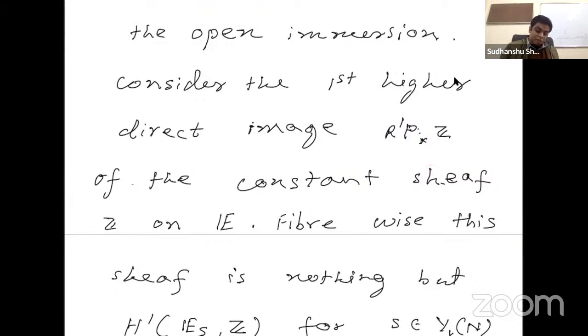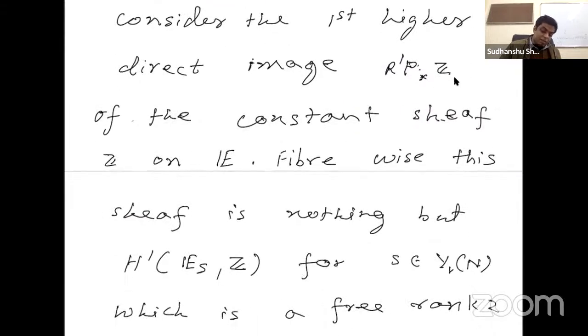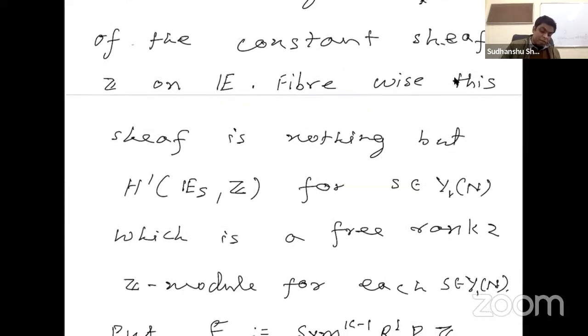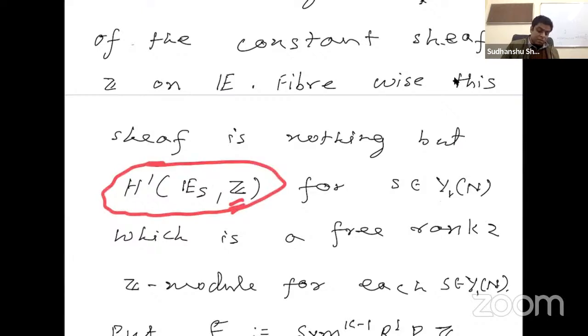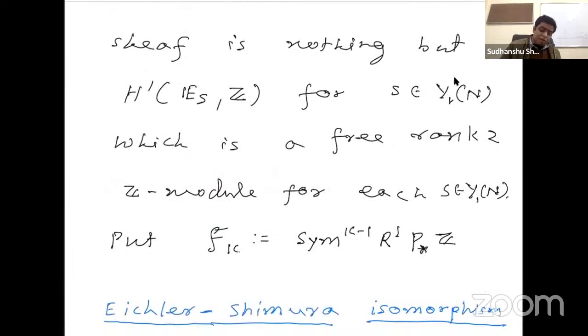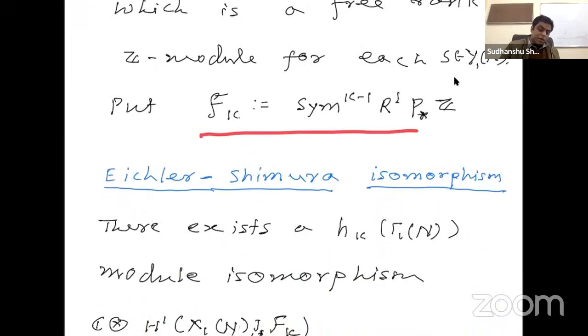Let me just describe it on the stalks, which gives an idea of what this thing is. On stalks, that means at every fiber, for every s in Y1(N), E_s is an elliptic curve. So this is nothing but the first homology group with constant coefficients Z, which is free of rank 2, free rank 2 Z-modules for every s in Y1(N). And then we can take the (k minus 1)-th symmetric power of this sheaf.